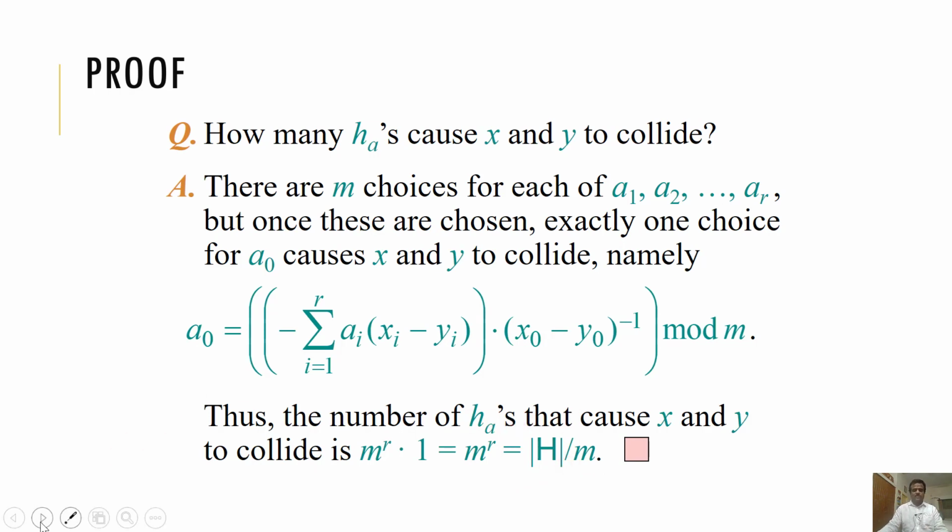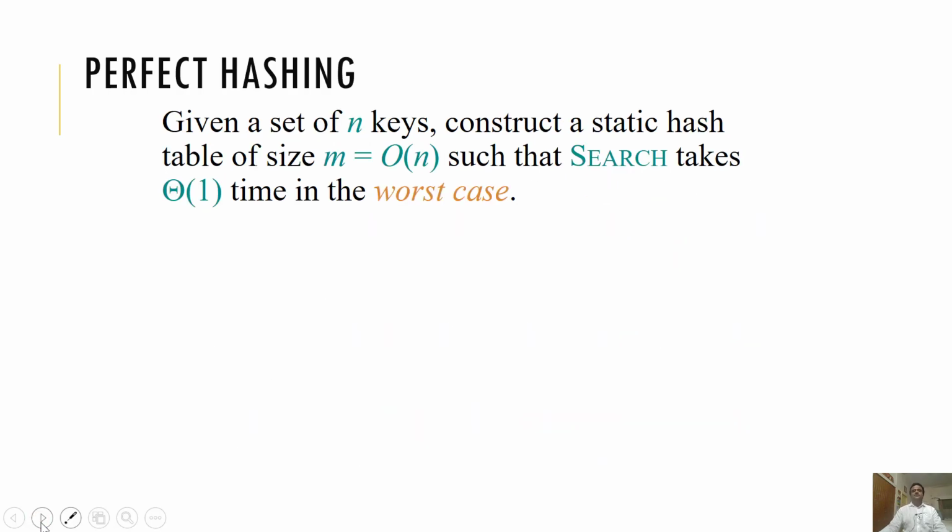We can choose a hash function from there. So, the last topic is what is called perfect hashing. Perfect hashing means it is a static arrangement. So, we are given n keys and we need to construct a hash table of size m equal to n, so that search will take constant time in the worst case.